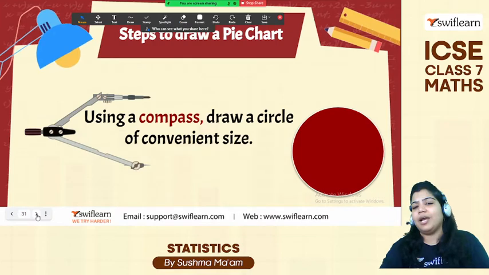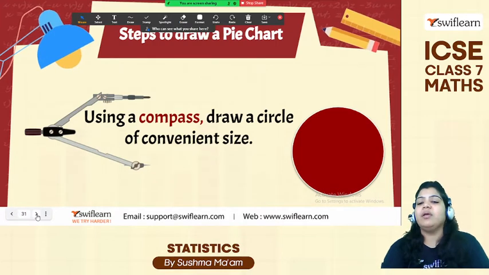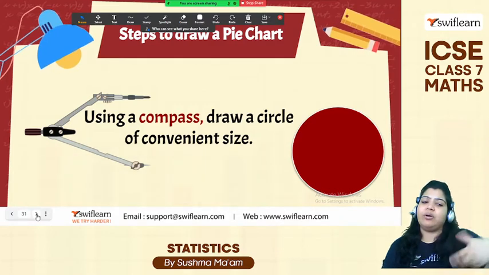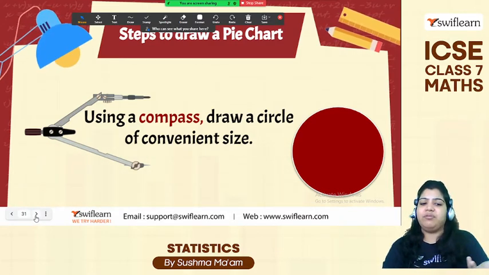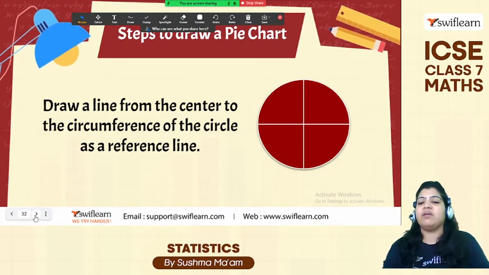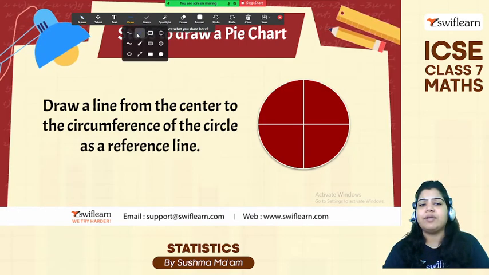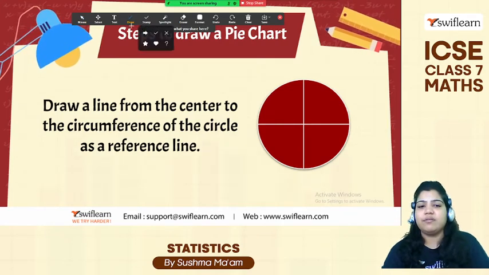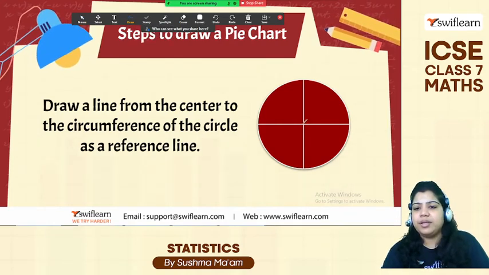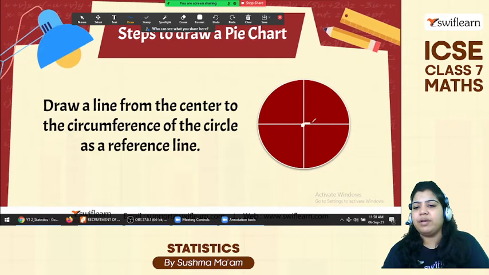Now we have to draw a circle, draw a pie chart. For that we need to use a compass. Okay, so first we draw any size of any radius. Yeah, this circle. And then we have to simply draw a half line. Half means this radius. From the center you have to draw one radius. Only this. Okay. No need to draw all the four.